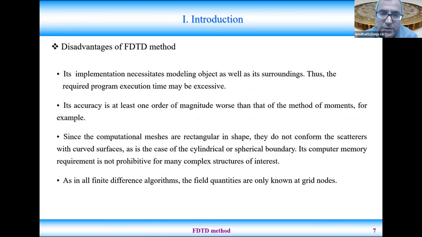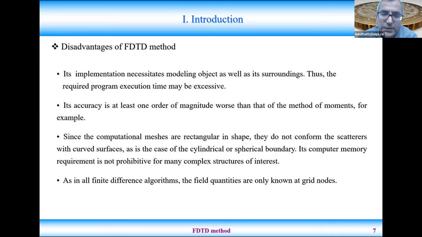These are the disadvantages of FDTD methods. So the main ones: its implementation necessitates the modeling object as well as its surrounding. For example, I will take the example of an antenna, and maybe the antenna is made of metal. So you have to discretize this antenna and also at least some part of the air surrounding it. So we have to calculate the field at each point of that surrounding. So the required program execution time may be excessive.